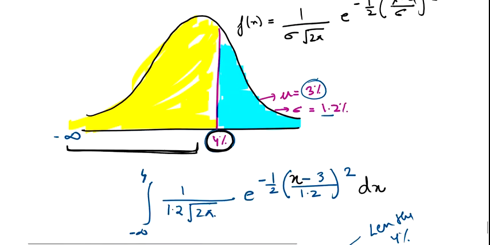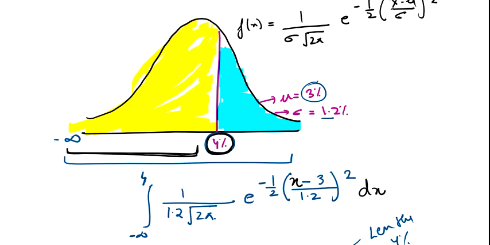0.7976, because see, the whole area is 1. The whole area is 1, but out of this whole area, the yellow portion is 0.79. So what is the value towards the right? Towards the right, it is going to be 0.21. So probability of the return less than 4% is 0.79. Probability of the return greater than 4% is 0.21.